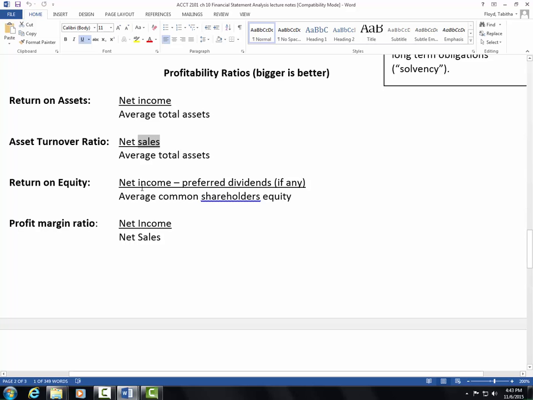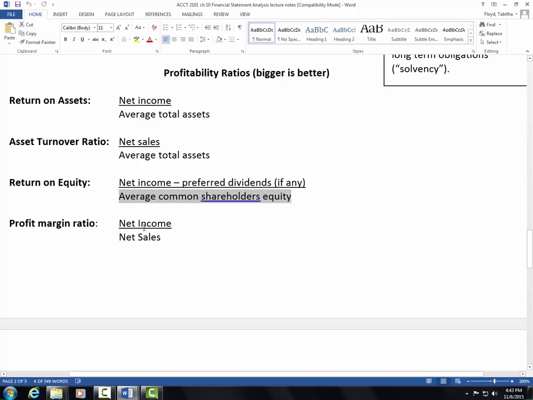Return on equity. This will tell you the income the company is making for every dollar of common stock. How much income the company has for every dollar of common stock.